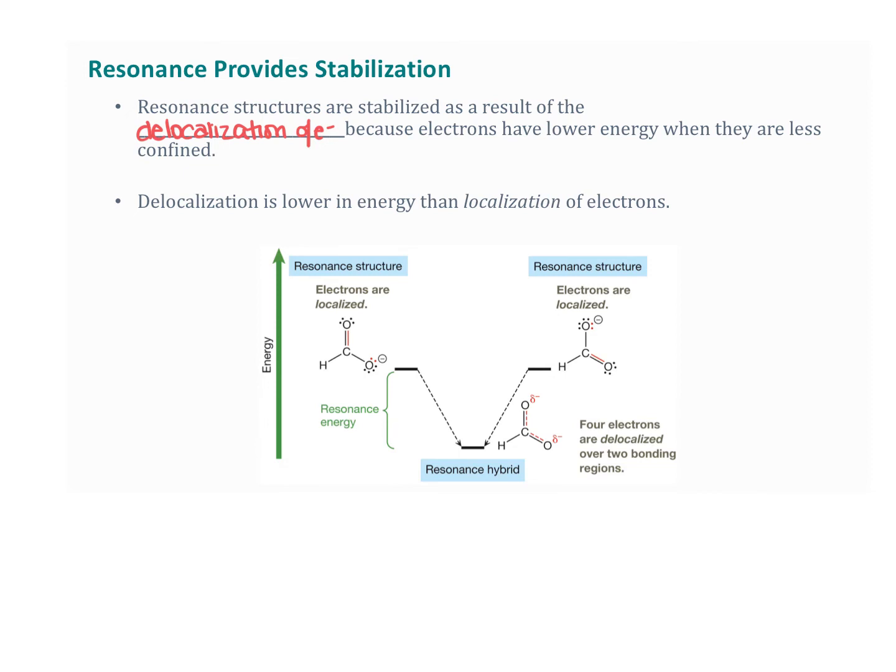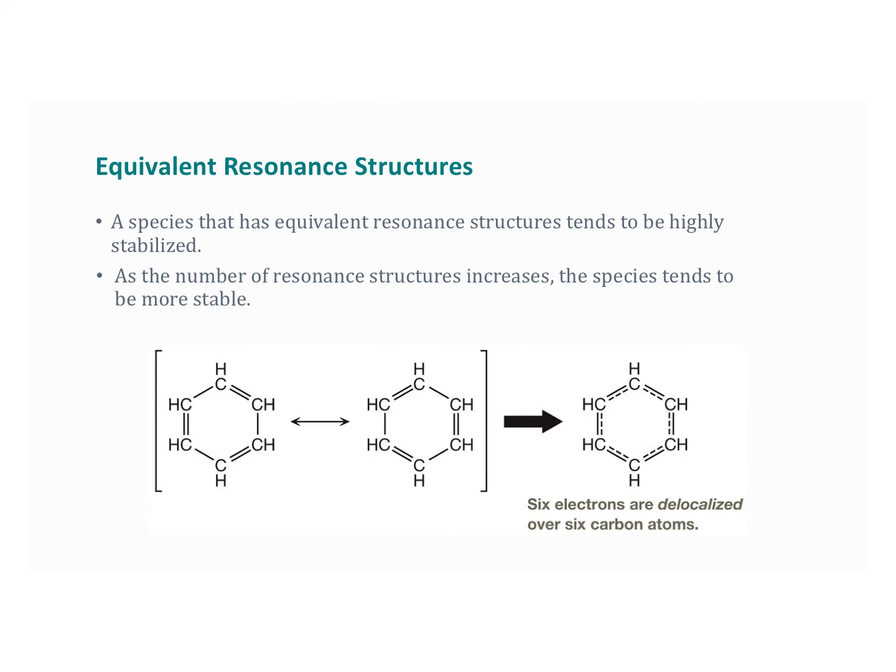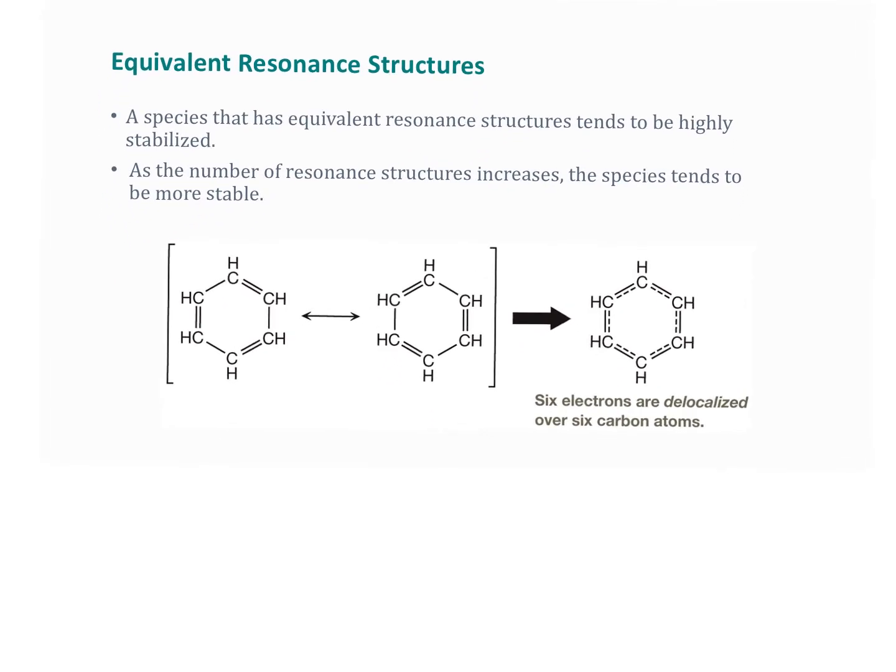So, as I mentioned before, we can have equivalent resonance structures. We can see an example of equivalent resonance structures here. A species that has equivalent resonance structures tends to be a lot more stabilized. So this is an example of the molecule benzene. Benzene has alternating double bonds. When we measure benzene, what we find is all six of those carbon-carbon bonds have the same bond length, and it's between a double bond and a single bond. And so we know that those electrons are delocalized over the different carbon atoms.